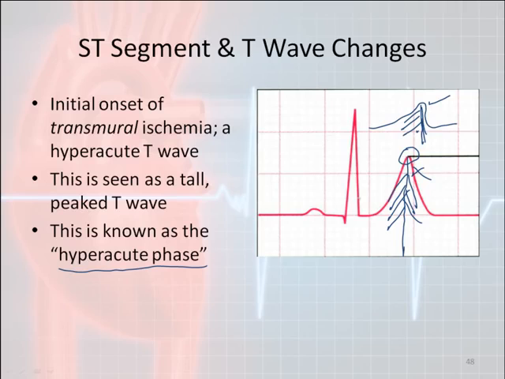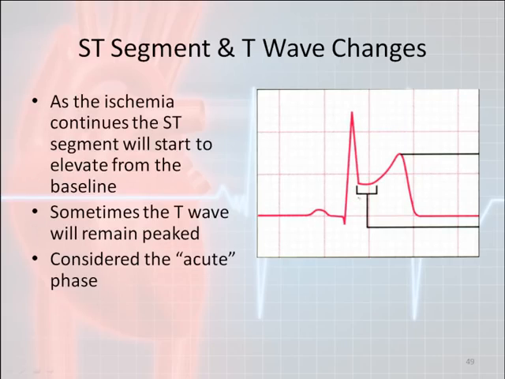Now notice that there is no ST segment elevation yet, and yet the person is in a hyperacute phase, which means this person is having some ischemia. This person is having a heart attack, but this can very easily be missed on the monitor. The next phase that we head into is a phase that very commonly we see and we go, oh my goodness, this person's having a heart attack.